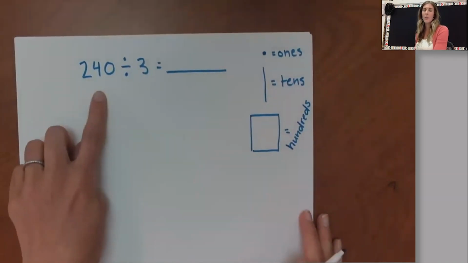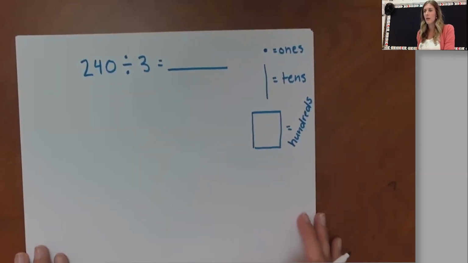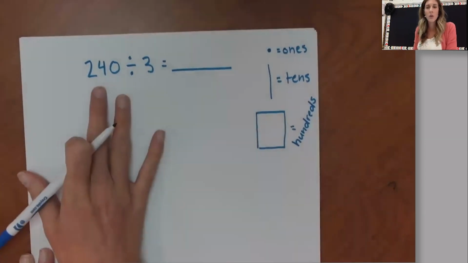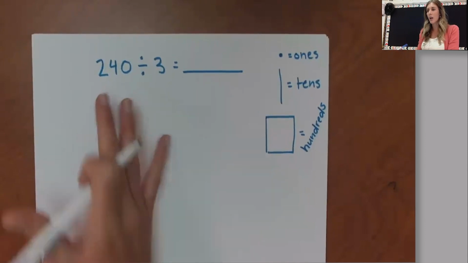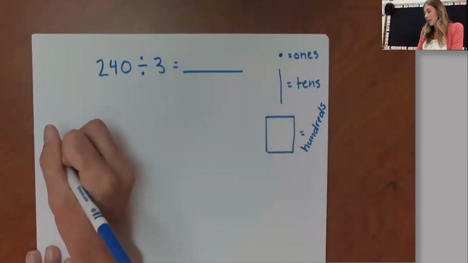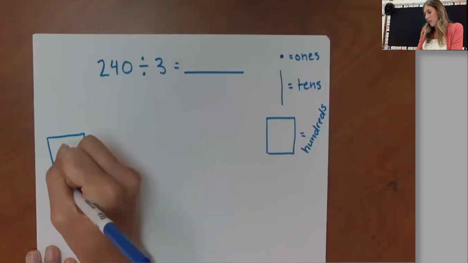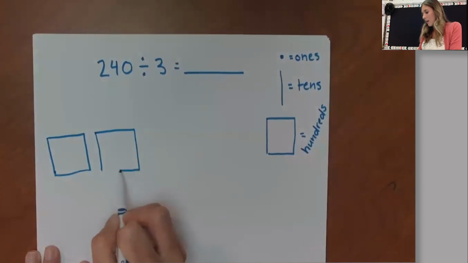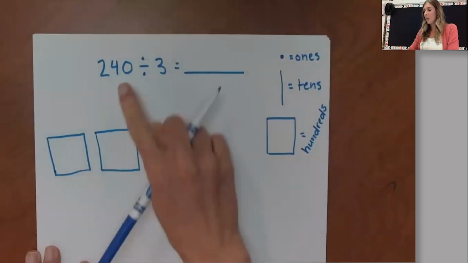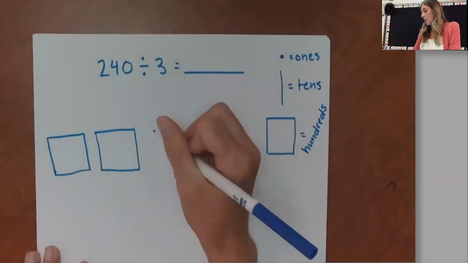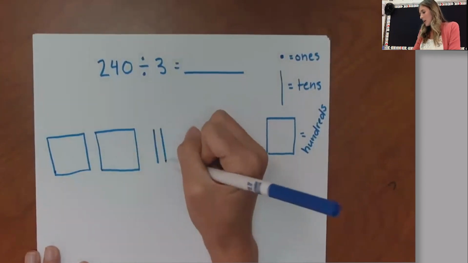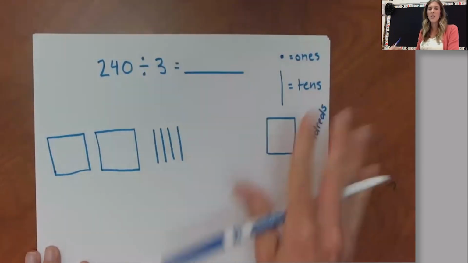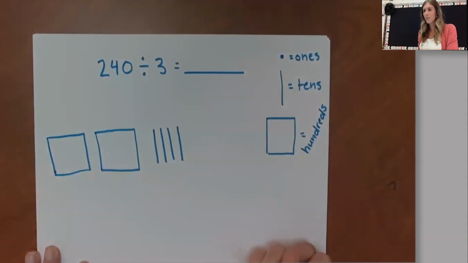And we're trying to represent 240. So to represent 100, we're going to draw a square, and we know that 240 has two hundreds. So we need two flats. There's 100, 200. And we know that there are 4 tens in 240. So 1, 2, 3, 4 tens. And we have 0 ones, so we don't have to draw any of the dots.